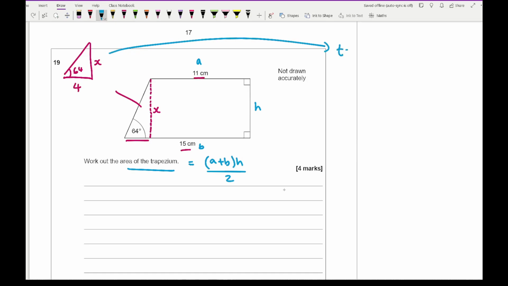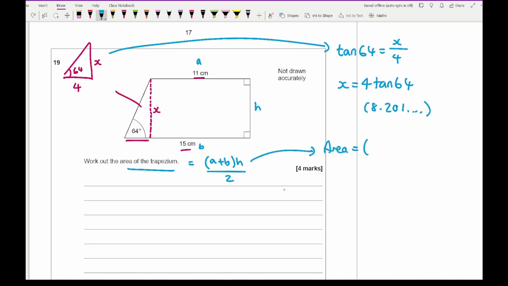So I'm going to be using tan. So I know tan 64 equals opposite over adjacent. So x equals 4 tan 64. Now, because that's part of a question, I'm going to leave my answer as 4 tan 64. But if you did want to convert it into a decimal, you should have an answer of 8.201 and so on. Now here then, to use this formula, the area is going to equal 11 plus 15 multiplied by 4 tan 64, or you can use 8.21, it's entirely up to you, and that's all divided by 2.